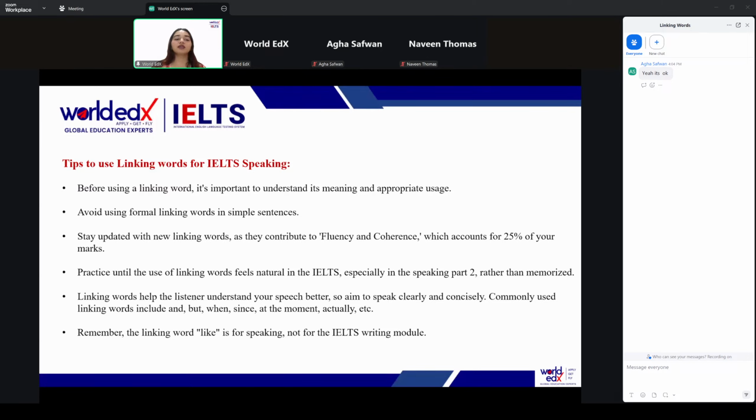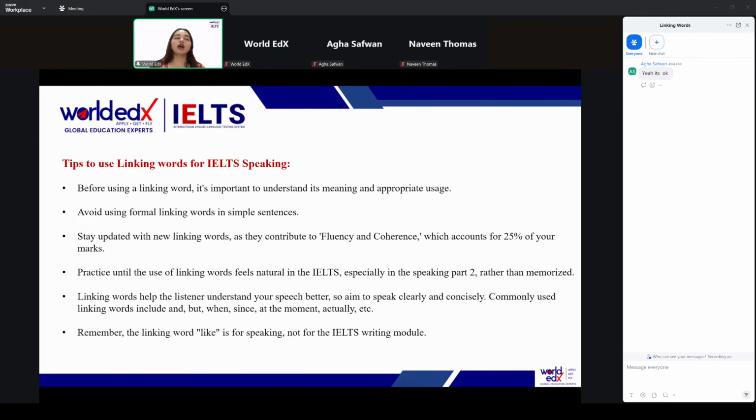The next is, stay updated with new linking words as they contribute to fluency and coherence, which counts for your marks. Of course, with the advent of technology, the scope of its usage is pretty huge. So make sure that you're using technology to its fullest. You can use the internet to search for new linkers, and you can definitely learn them and see when you can use them. The next is, practice until the use of linking words feels natural in the IELTS.